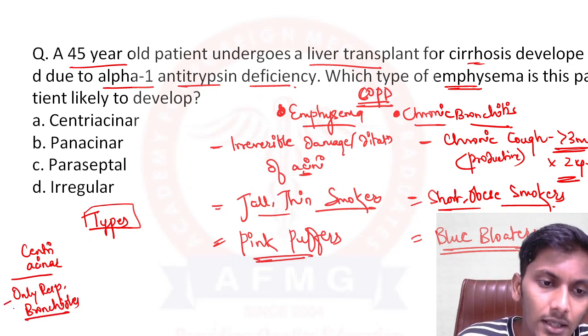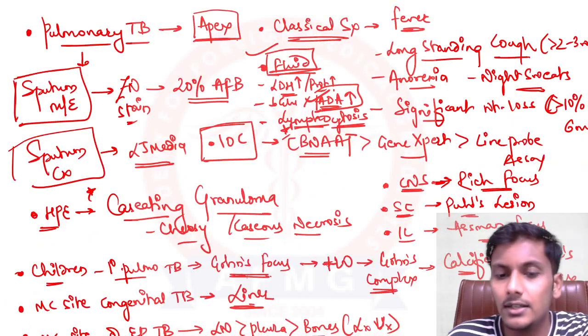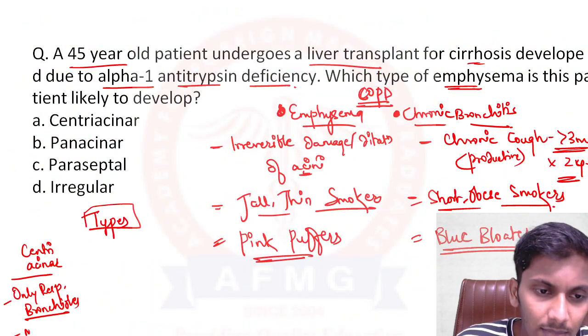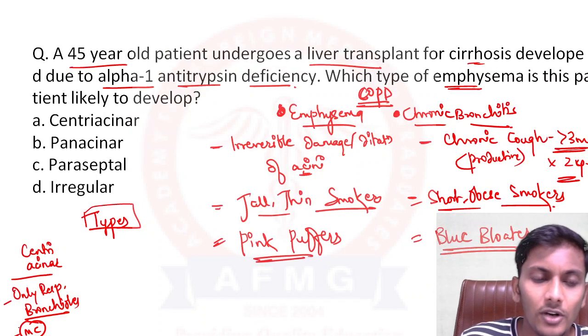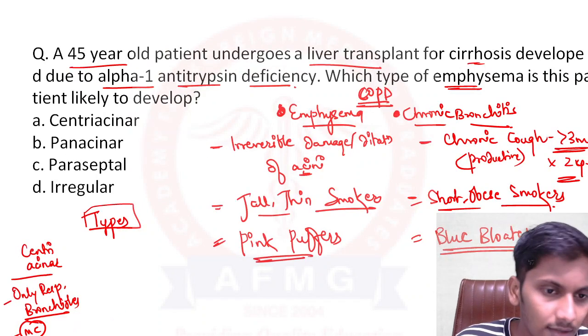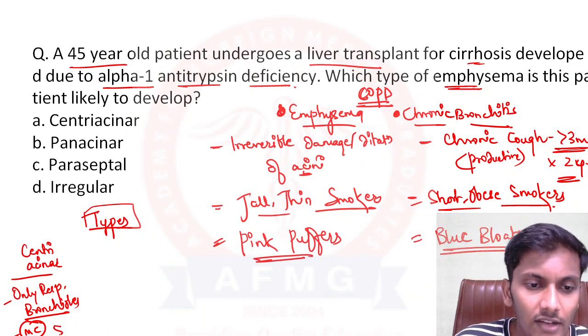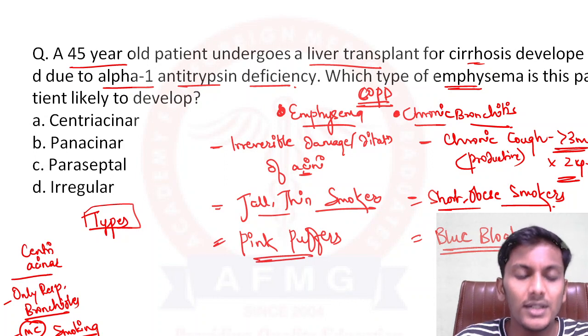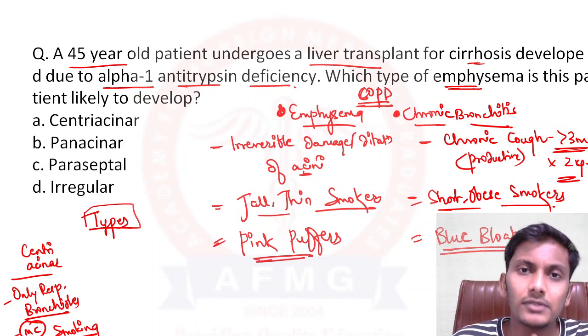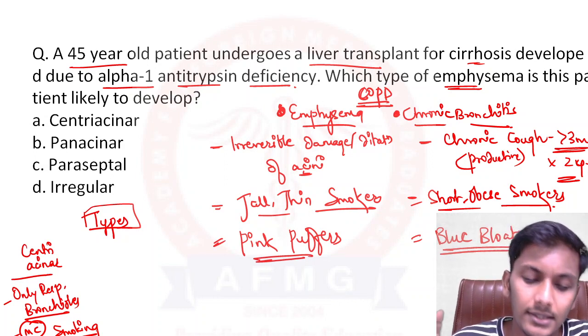Next point, Centriacinar emphysema is the most common type of emphysema seen. And the third feature, Centriacinar emphysema is the most common emphysema associated with smoking. So please remember, the most common emphysema associated with smoking is your Centriacinar emphysema.